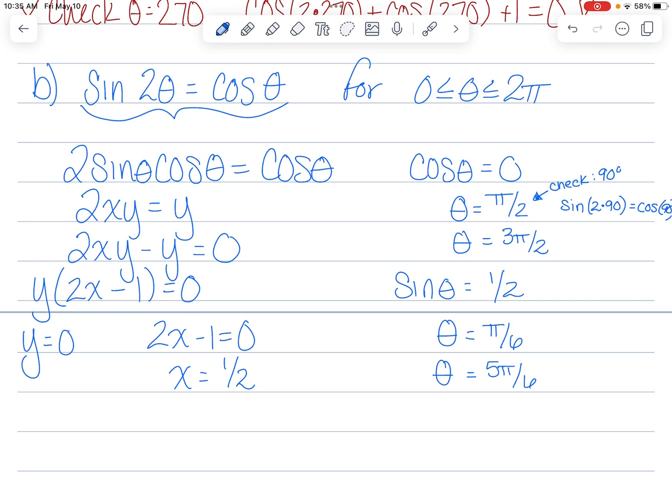The goal is to get both sides the same. It's not always 0. It's just that both sides of the equation are the exact same number. I will tell you right now, I've checked all of these. They do all work.